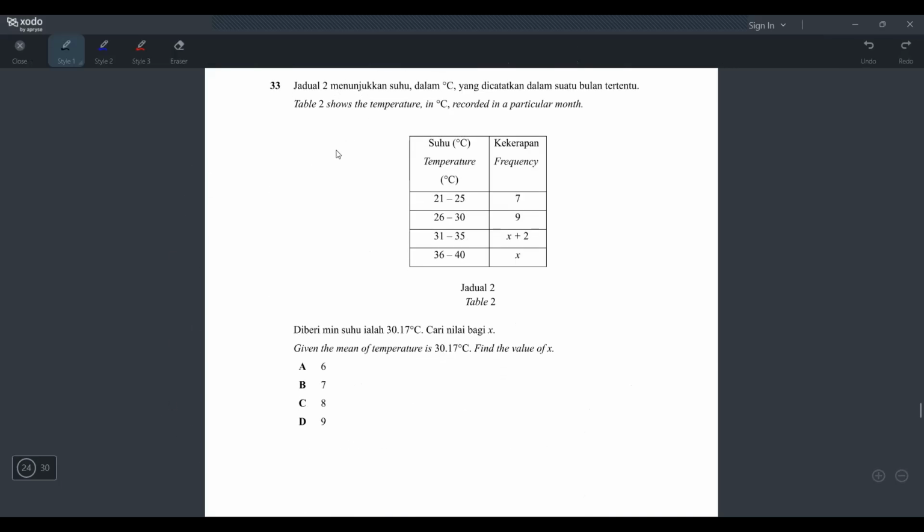Okay, continue. 33. Table 2 shows the temperature recorded in a particular month. This is group data. Why group data? Because there are classes, classes, classes. So if there are classes, you know already this is group data. And then they say the mean is 30.17, find the value of x.